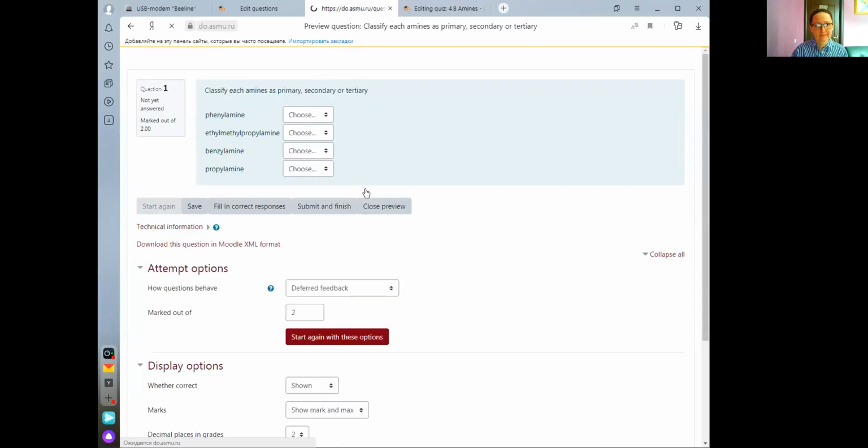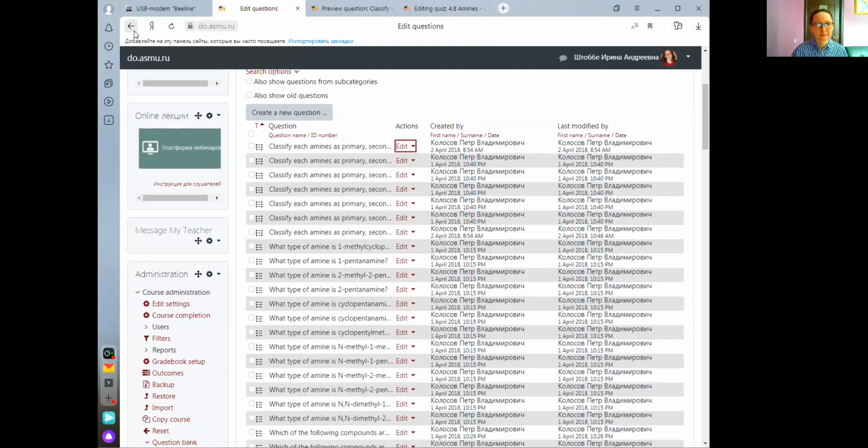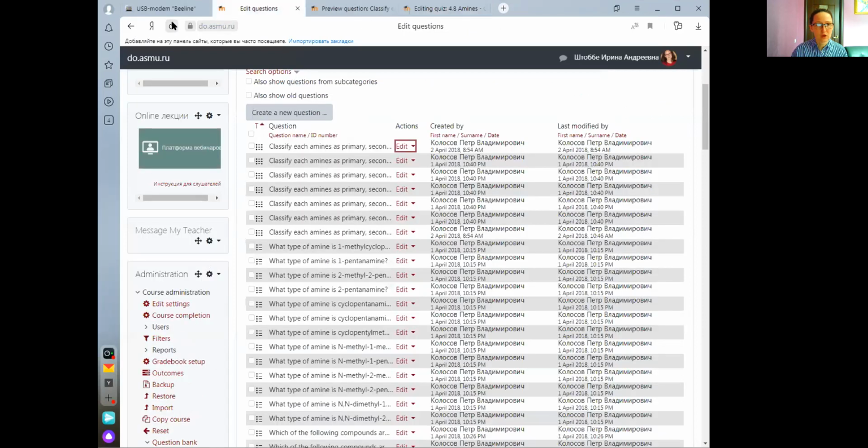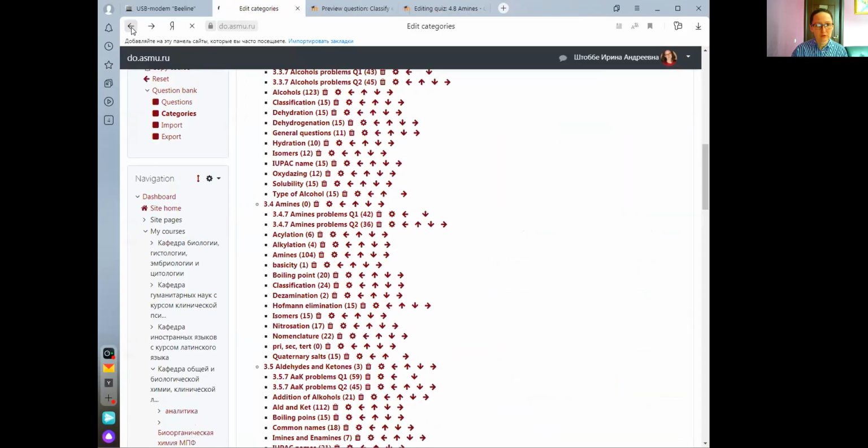Matching. The same, only you have several amines and several variants: primary, tertiary, secondary amine, and you must match which one amine is primary, which one tertiary, which one secondary. Next one type is quaternary salts. Questions about quaternary salts.